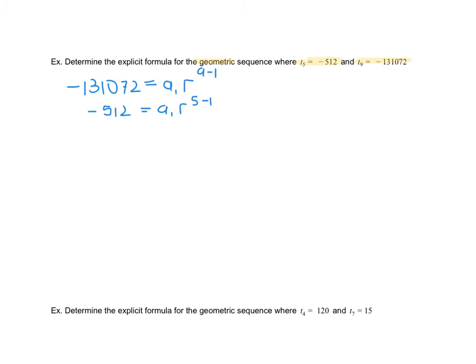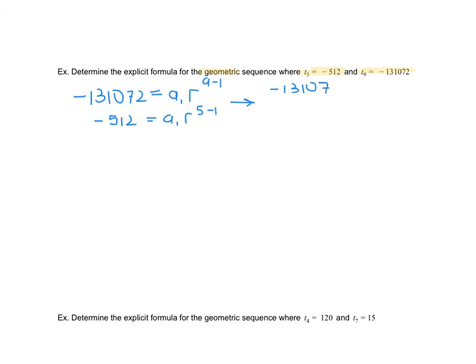And I'm just going to clean up those exponents, and then I'm going to do something very similar to elimination. So negative 131,072 is equal to A1 times R to the power of 8, and then negative 512 is equal to A1 times R to the power of 4. Now, I know that I can't subtract these lines because A1 R to the 8 and A1 R to the 4 are not like terms, so I can't subtract them. Instead, I'm going to divide.